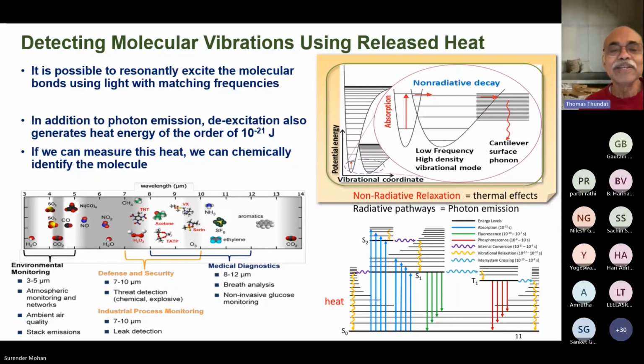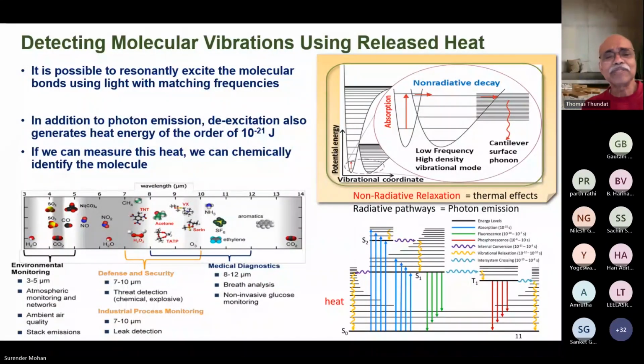environmental monitoring. The 7 micron to 10 micron wavelength range can be unique for chemical agents and explosives and things like that. And towards the higher side is used for biomedical breath analysis and so on. These are done in FTIR, Fourier transform infrared spectroscopy, and things like that.